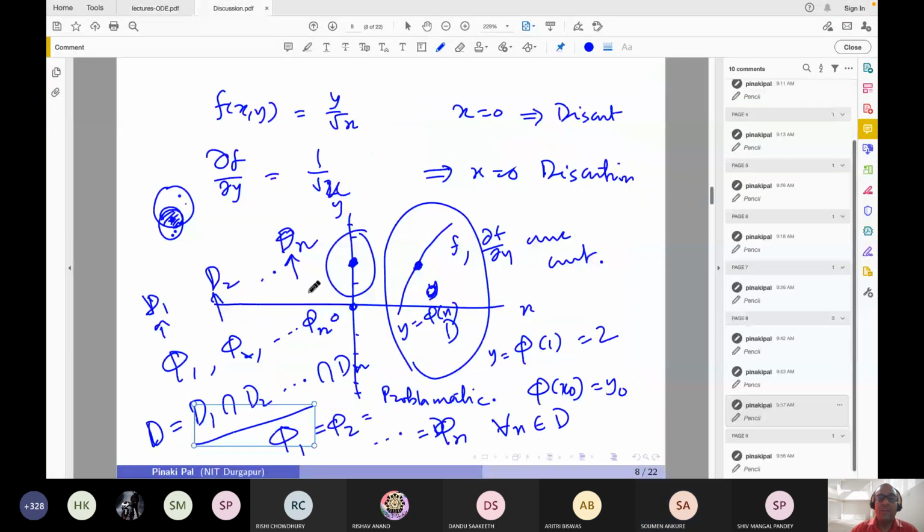Yeah, phi of 0. Here uniqueness is not guaranteed. For question 2, at 0, 0, phi is not continuous. With x equal to 0, the function as well as the y derivative, del f by del y, is not continuous. Therefore we cannot use Picard's theorem for that problem.